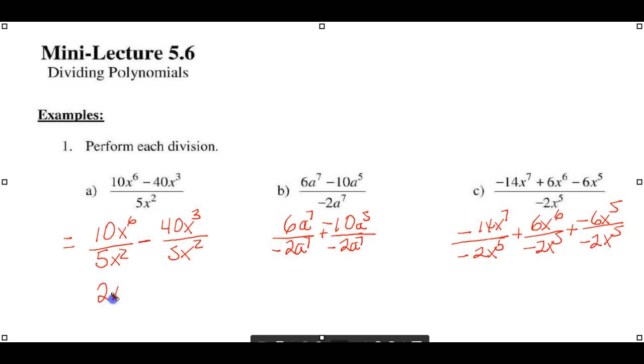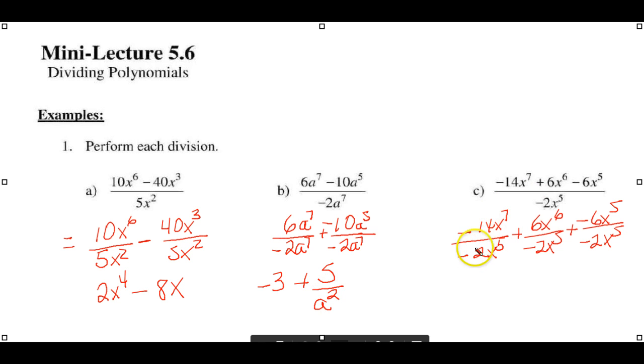This will be 2x to the fourth, watching the signs, minus 8x. This will be a negative 3, and here the x to the 7's just cancel out completely. And I put this plus between them, but it's negative 10 over negative 2, which will give me a positive 5. But notice now you have an x to the 5th, x to the 7th, so you do get something left in the denominator, x to the 2nd.